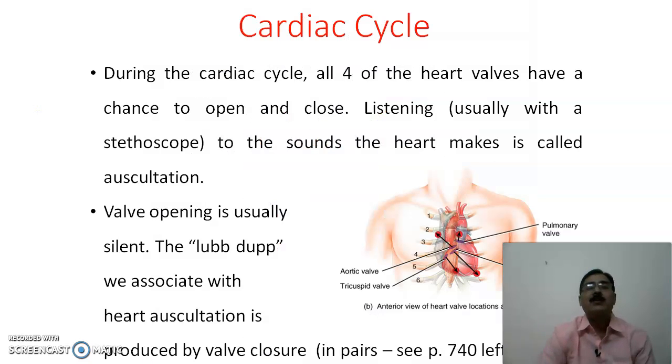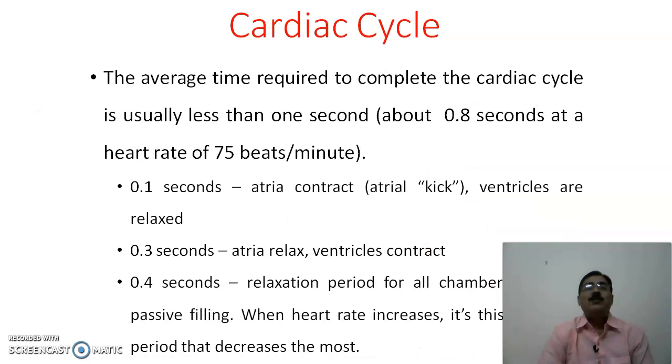Now during the cardiac cycle, all of the 4 heart valves have a chance to open and close, and we can listen to the same with the help of a stethoscope, and the sound of lub dub is associated with the heart sound. The average time required to complete the cardiac cycle, as I told you initially, is 0.8 seconds at the heart rate of 75 beats per minute, with 0.1 second for atrial systole, 0.3 second for ventricular systole, and 0.4 second for double diastole.